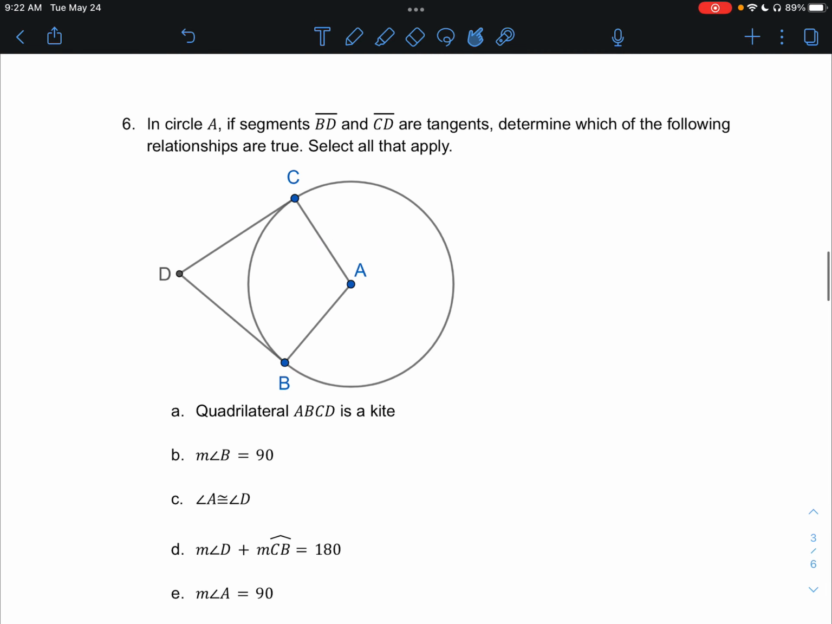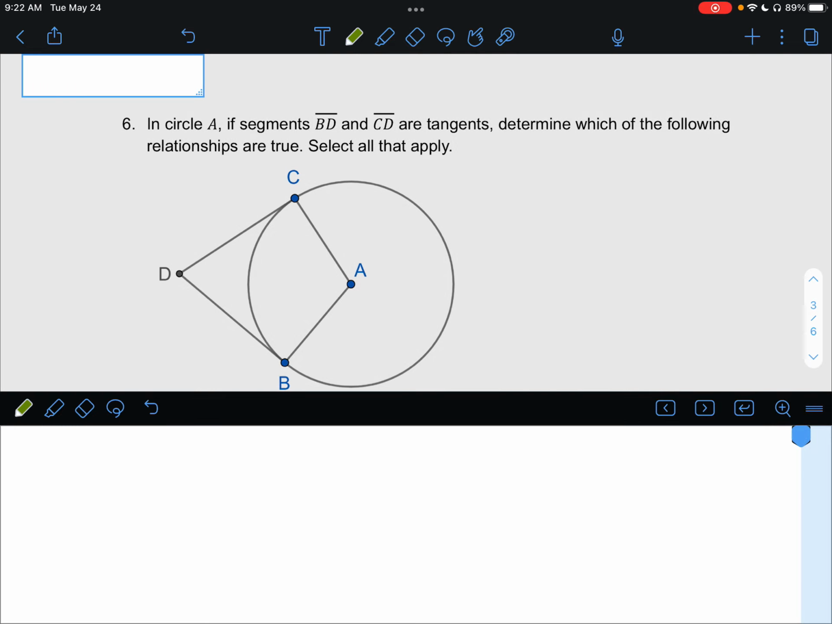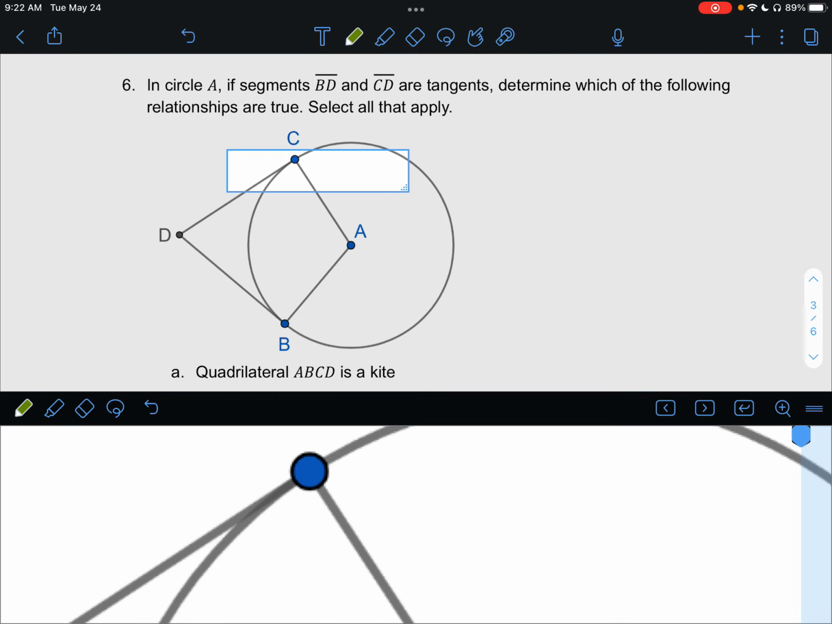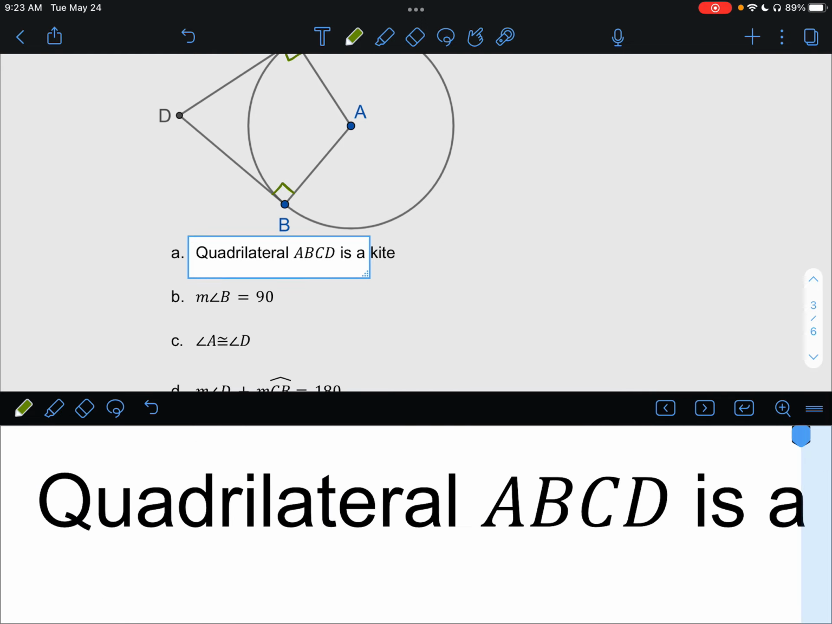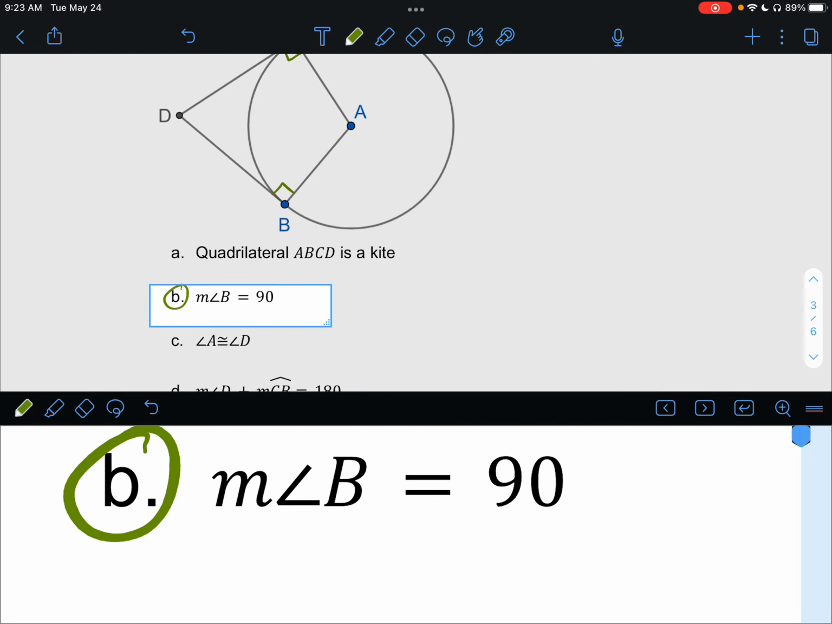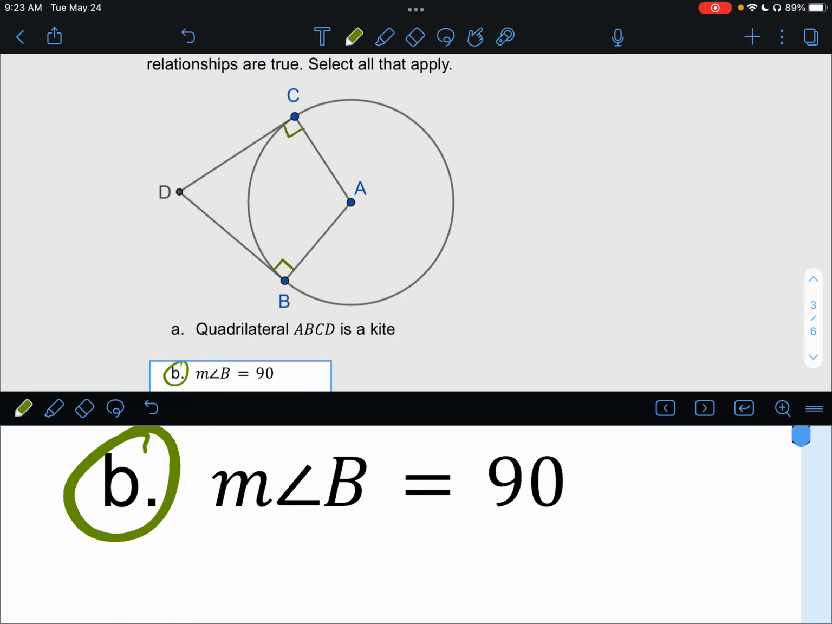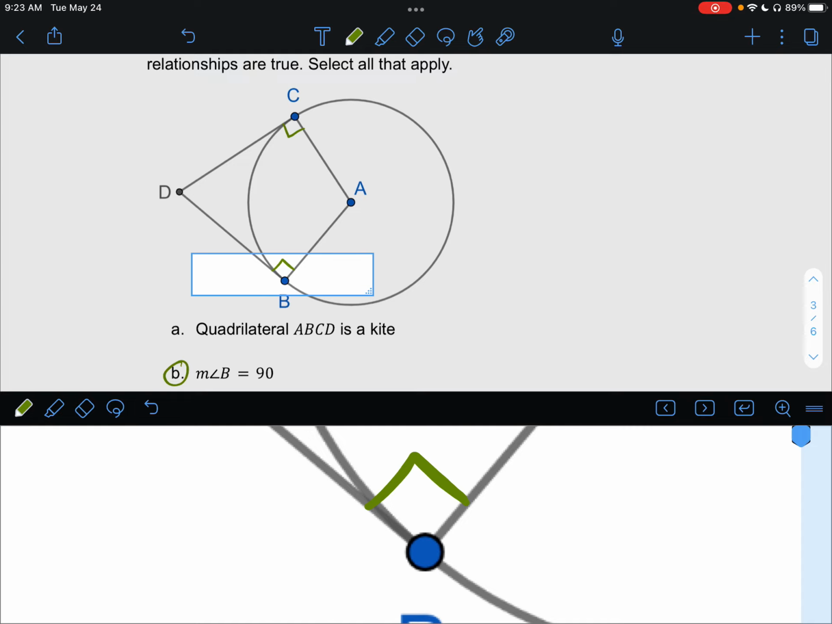All right, number 6. In circle A, segments BD and CD are tangents. Determine which of the following relationships are true. Select all that apply. We talked about how if a segment is tangent to a circle, it's going to form a right angle. So this is a right angle and this is a right angle. That means B is true: the measure of angle B is 90 degrees because it's a right angle.